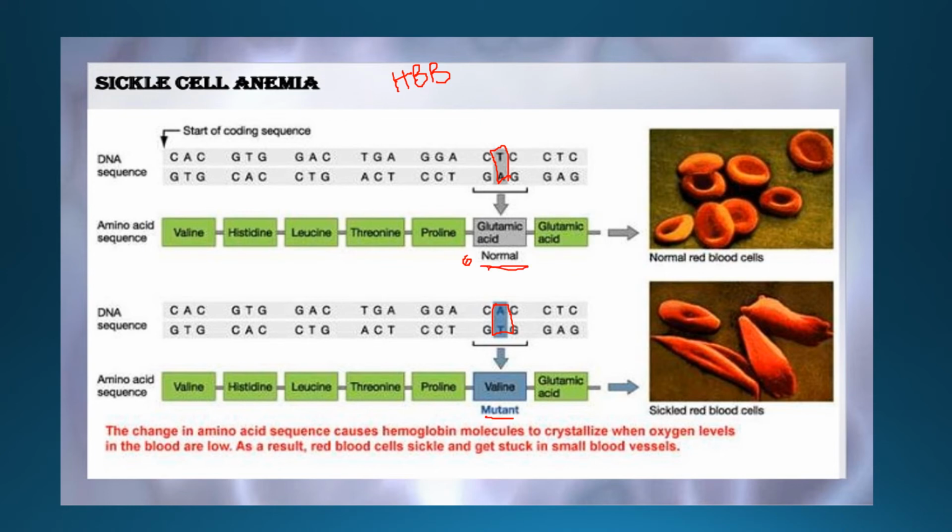Due to this, there is distortion in the shape of the RBCs, where they attain a sickle shape. So this is also an example of an autosomal recessive disease.